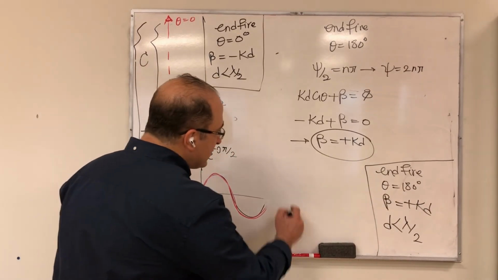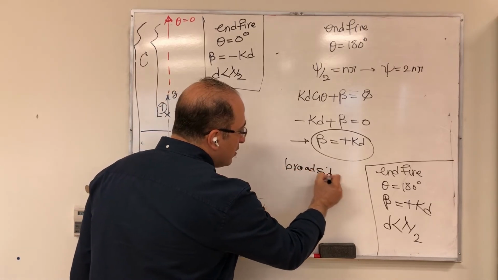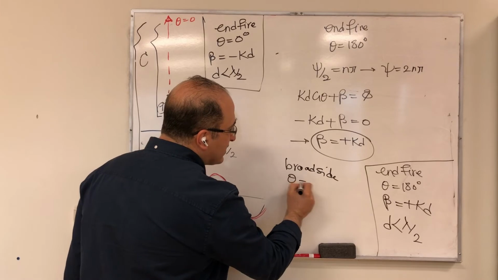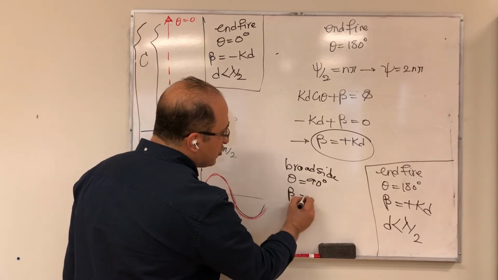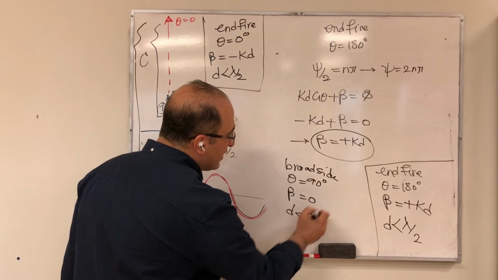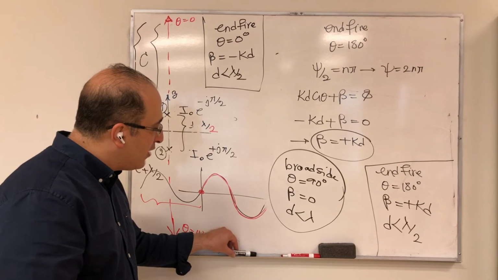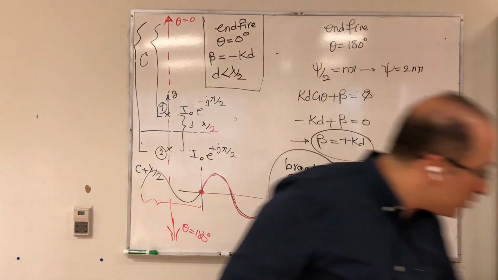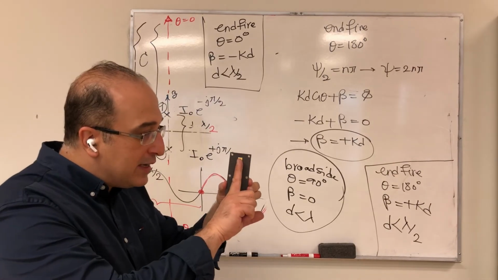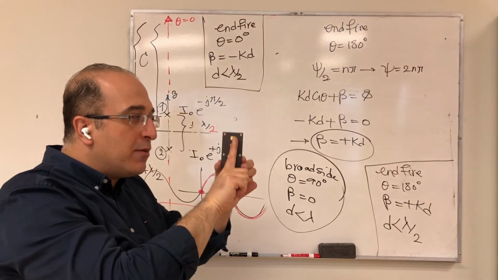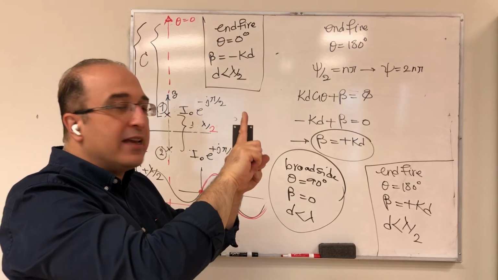Now, to summarize the discussion in this part, let me write broadside here too. This was maximum at theta equal 90, and beta in this case should be 0, and d is smaller than a wavelength. Something I want to mention again here, I've already mentioned it several times, but just to be clear, remember theta equals 0 is this angle. So this is the main beam at theta equals 0, assuming that the axis of the array is Z.